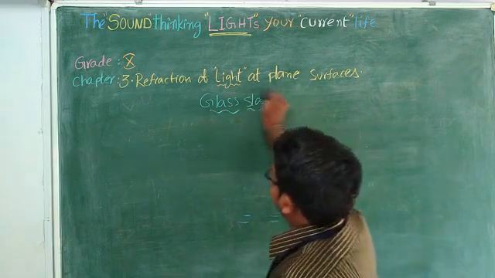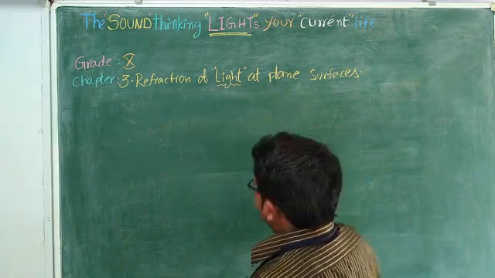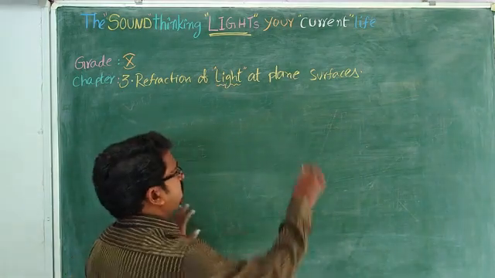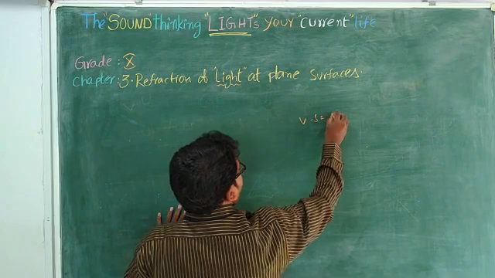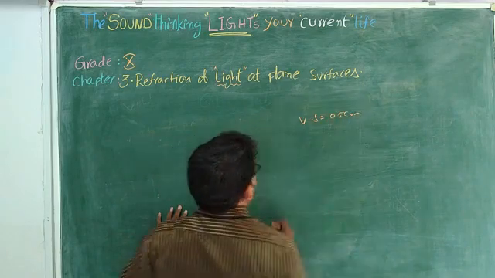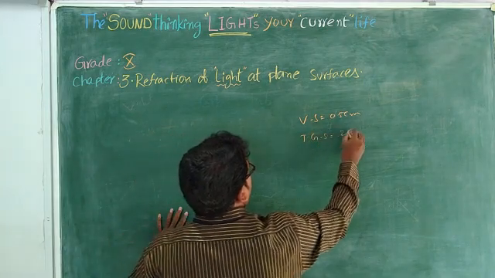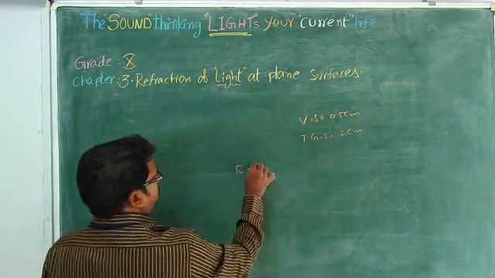For example, the thickness of the glass slab is about 2 centimeters, and the vertical shift is about 0.5 centimeter. How can we find the refractive index? The vertical shift is given as 0.5 centimeter, and the thickness of the glass slab is about 2 centimeters. Then what is the refractive index? That is the question given.